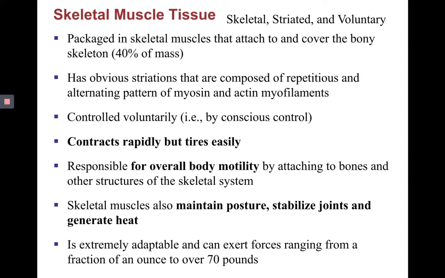And skeletal muscle contraction also generates heat because the chemical reactions that occur in skeletal muscles for contraction are not 100% efficient and therefore produce heat as a byproduct. Skeletal muscle can also exert just a little bit of force or forces of over 70 pounds. And that is because there are different motor units and you can use more or fewer motor units. If you were to pick up a penny, you don't need to use as many motor units for skeletal muscle as you would if you were picking up a large, heavy barbell.